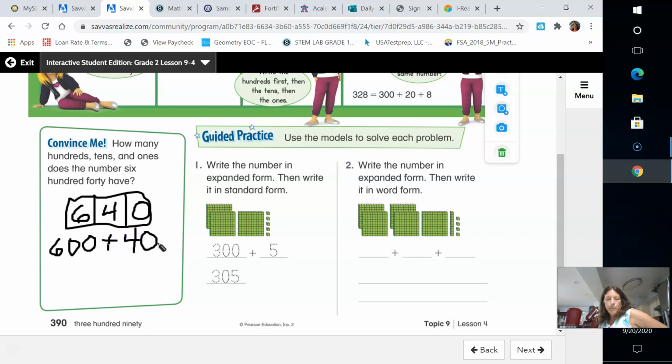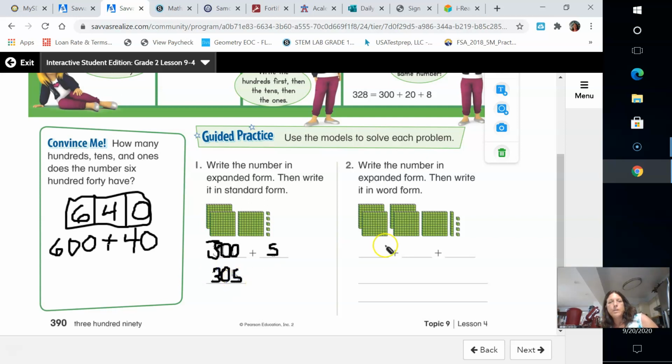The next one's done for you. You see the 300s, right? So there's 300. There's no tens. 300 plus 1, 2, 3, 4, 5. There's no tens, so there's a 0 in the middle of this number. 305.